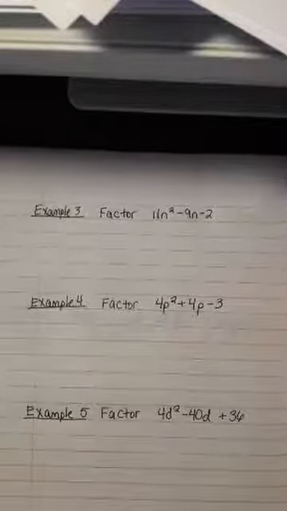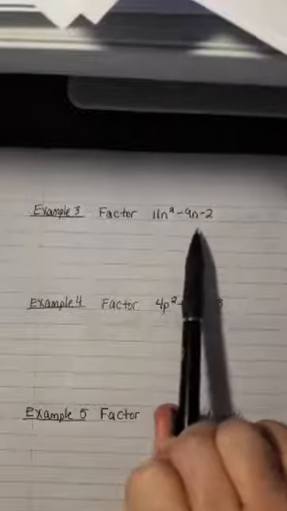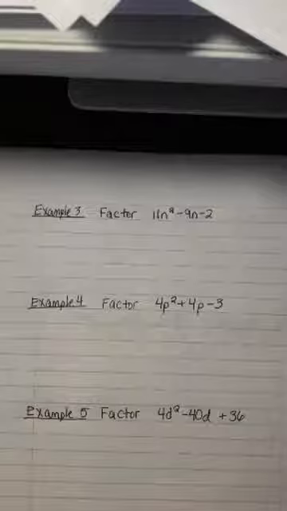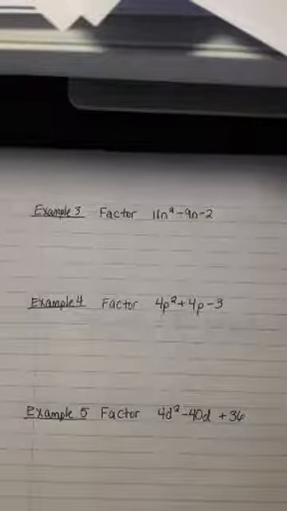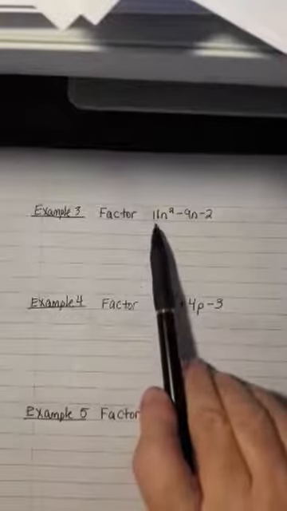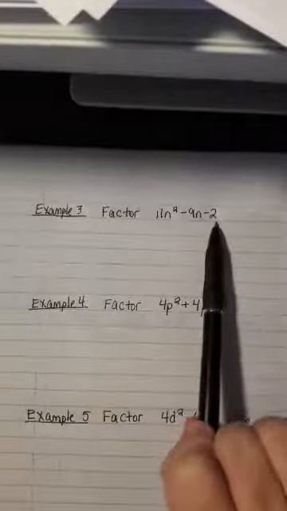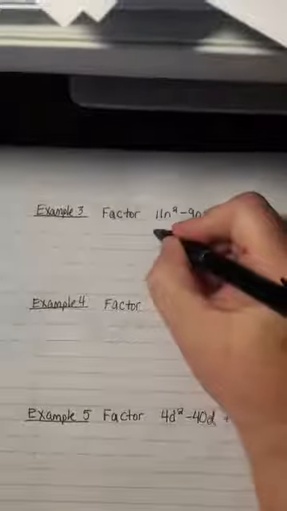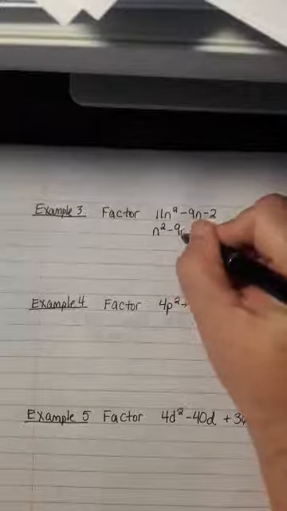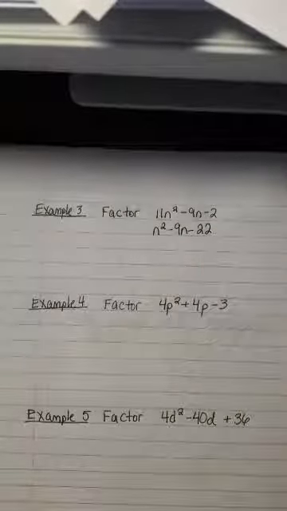Okay, example 3. We are going to factor 11n to the second minus 9n minus 2. Okay, so you should notice there's a number in front. So we're going to take that number, we're going to slide it to the end and multiply. And so we'll be left with n to the second minus 9n minus 22.